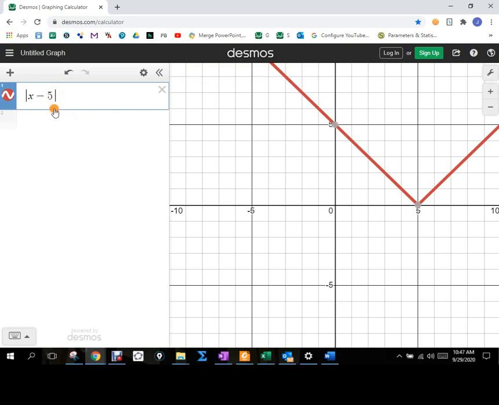if you're using Desmos and you want to know where the absolute value key is, it's the key right above your enter. You have to hit shift and the key above enter, and it'll put those in. But you can also type in ABS, and it does the same thing. Okay.